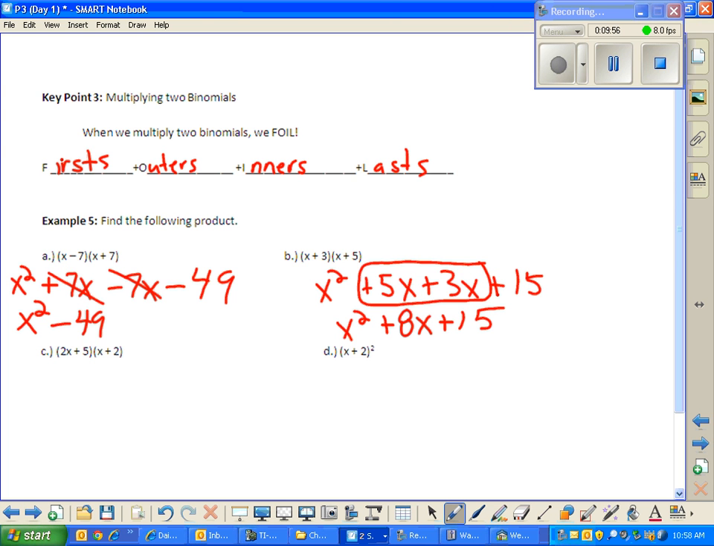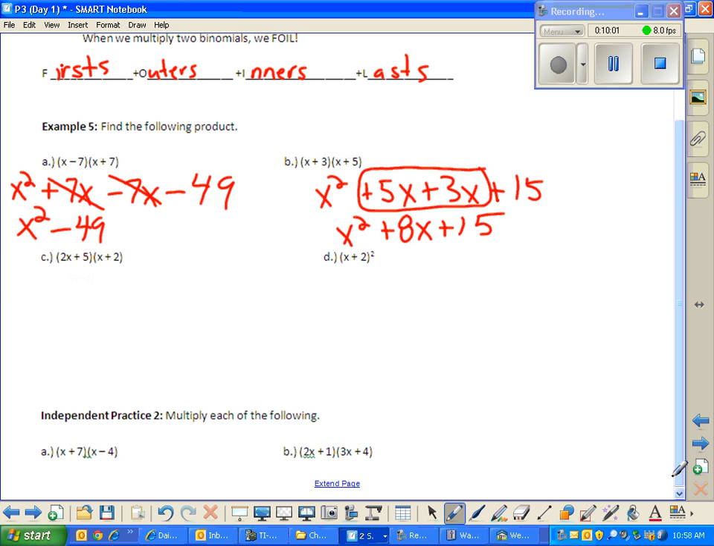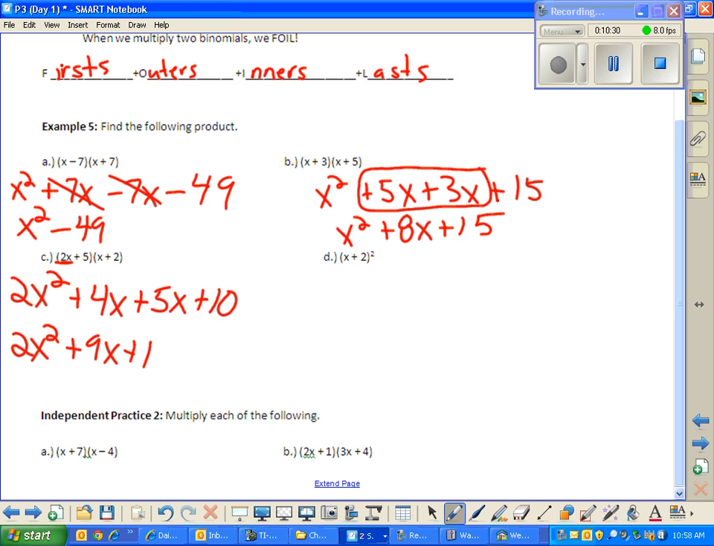Part C, same deal, except this time around, I have a coefficient in front of my x. So what I have going on there, 2x times x gives me 2x squared. Notice when I have a number in front of my x squared, there was also a number in front of my x right there. That's going to be important when we have to go backwards, aka factor. And then my outers is going to be 4x, my inners is going to be 5x, and my last will be 10. So the final answer to this is 2x squared plus 9x plus 10.